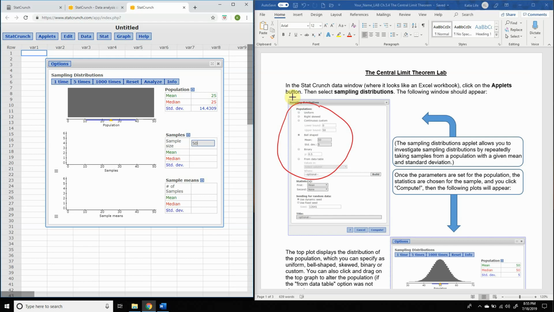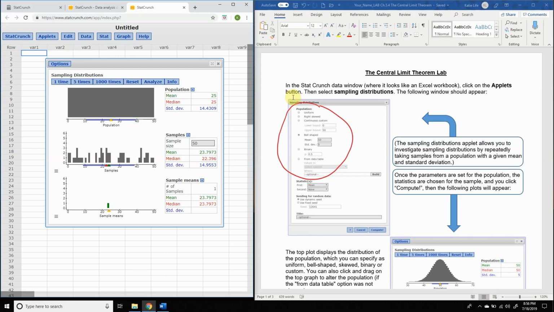And then the buttons at the top tell you how many times you want to take the sample of that size. So if we select it once, here are all of the 50 people, and then the statistic coming from those 50 people is on the bottom plot. So the average coming from a sample size of 50 is this little green bar that's at the very bottom.